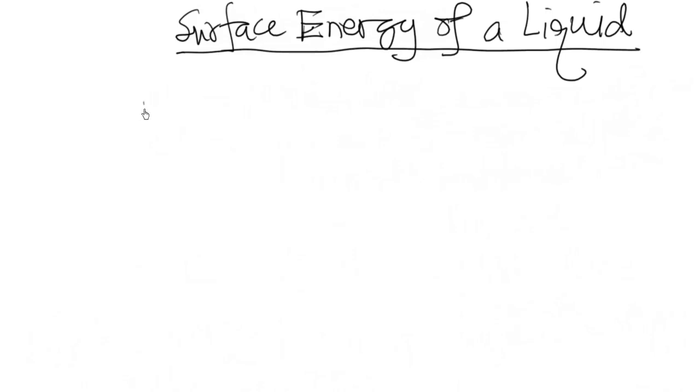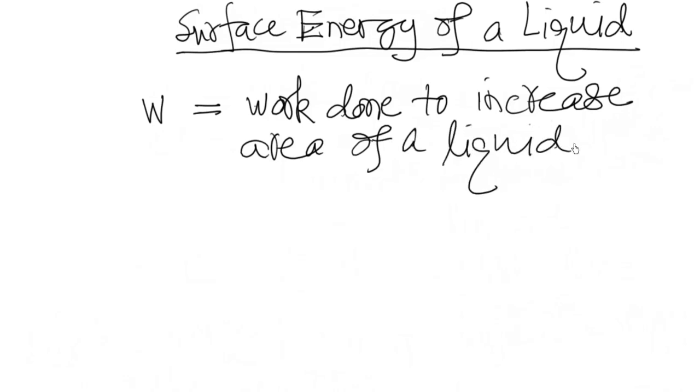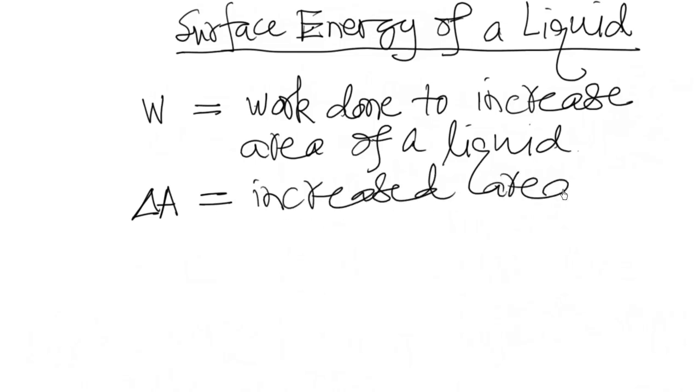If W is the work done against the surface tension of the surface of a liquid to increase the area by delta A, and the increased area is, let us suppose, delta A, then the surface energy is defined by E, which is W divided by delta A.